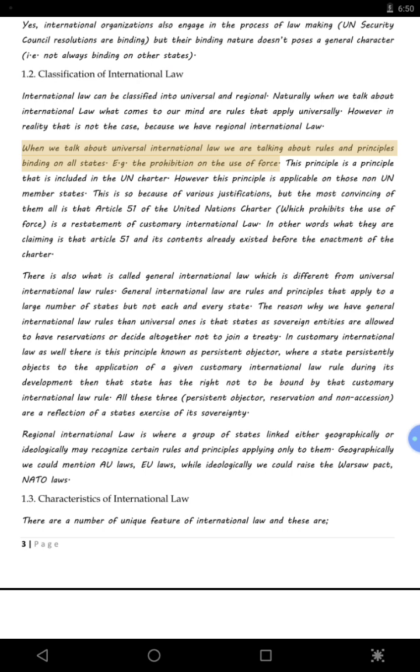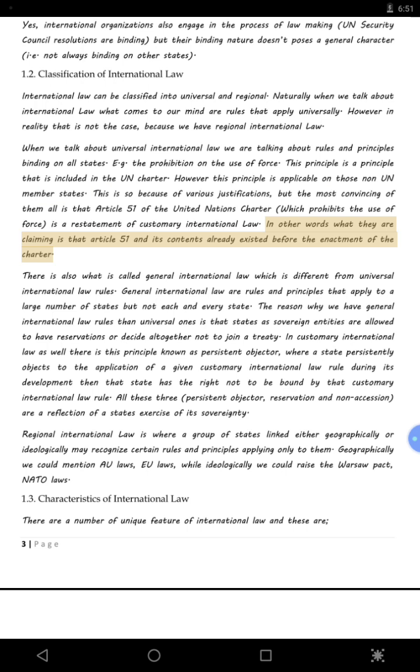E.g., the prohibition on the use of force. This principle is included in the UN Charter. However, this principle is also applicable to non-UN member states. This is so because of various justifications, but the most convincing of them all is that Article 51 of the United Nations Charter, which prohibits the use of force, is a restatement of customary international law. In other words, what they are claiming is that Article 51 and its contents already existed before the enactment of the Charter.